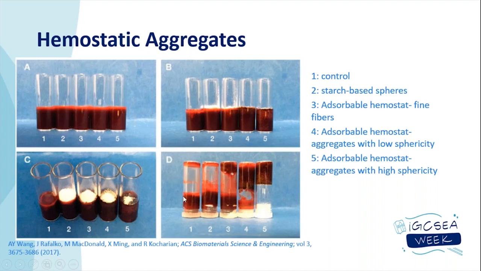And you can see here that there is a significant difference in the performance. In particular, you can see that sample 5, the aggregates with a high sphericity, were the best performers. You get a good separation, and you definitely have clotted the blood, whereas the control sample is completely free-flowing, and the starch-based spheres did not do a very good job. So this is the end performance.